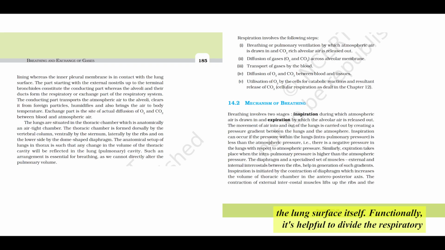Functionally, it's helpful to divide the respiratory system into two main parts. This distinction is important for understanding its roles. First, the conducting part. This includes everything from the external nostrils down to the terminal bronchioles. Its main jobs are to transport the air to the alveoli, to clear it of foreign particles using mucus and cilia, to humidify it, and to bring it to body temperature. It's basically preparing the air.